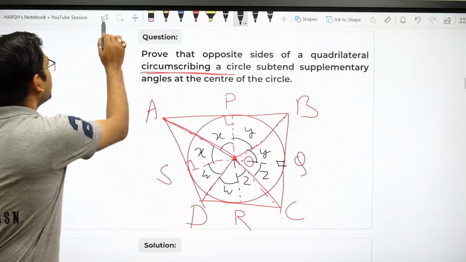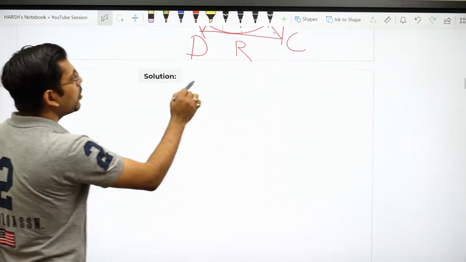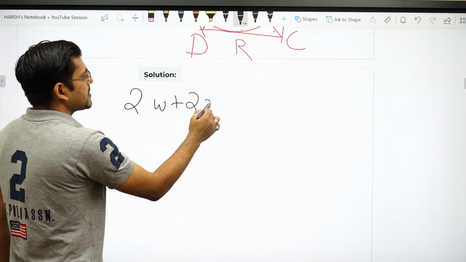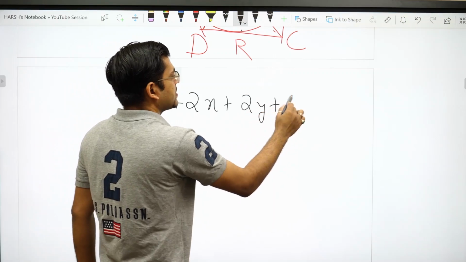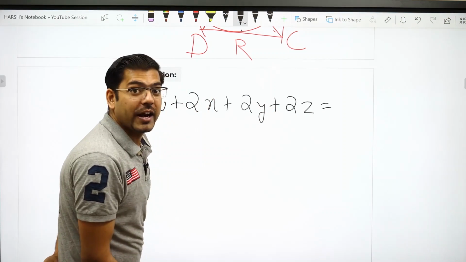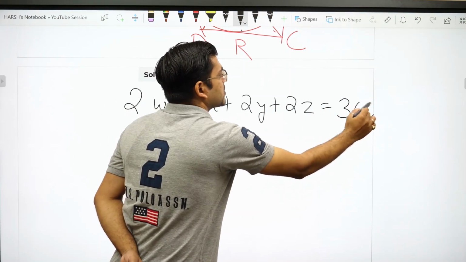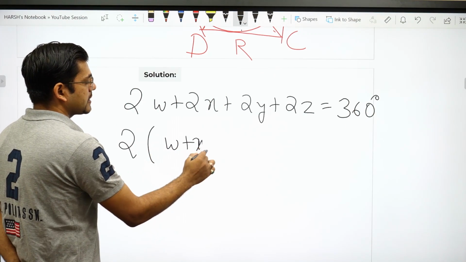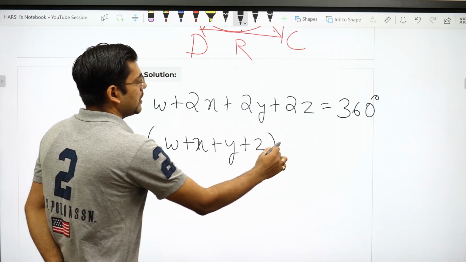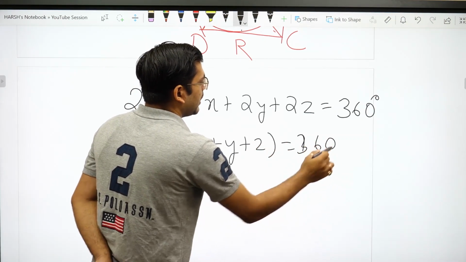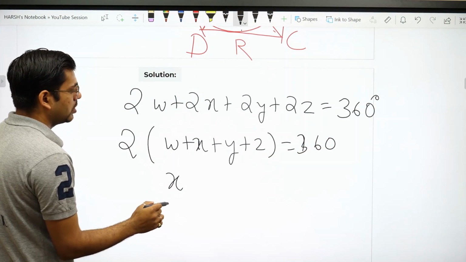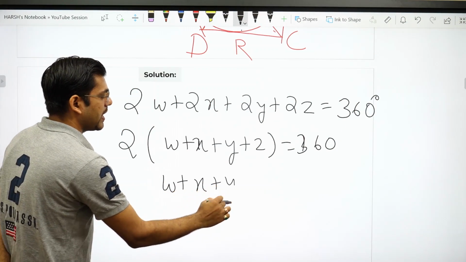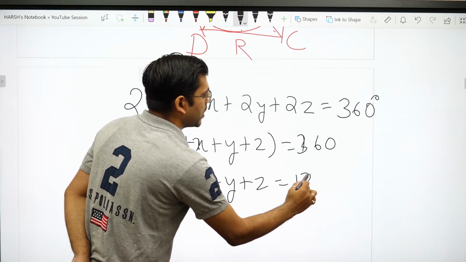So what I'll do, I'll simply add all of them. If you add all of them, what will you be getting? I'm writing 2 times w plus 2 times x plus 2 times y plus 2 times z. Just tell me what it will be equal to. It will be equal to 360 degree. That's nice. Taking 2 common, we will be getting w plus x plus y plus z is equal to 360, and needless to say, w plus x plus y plus z is equal to 180.